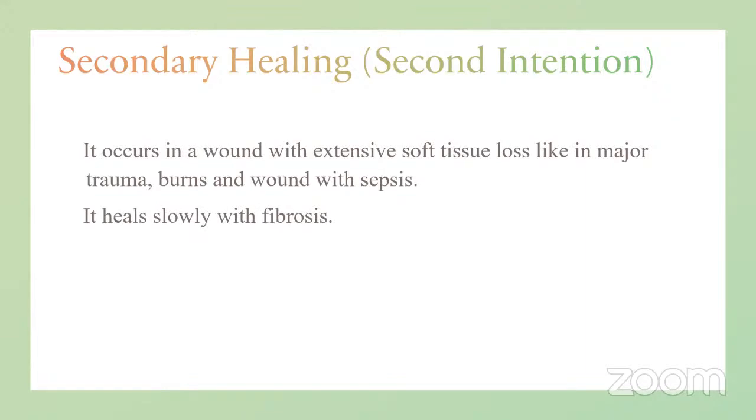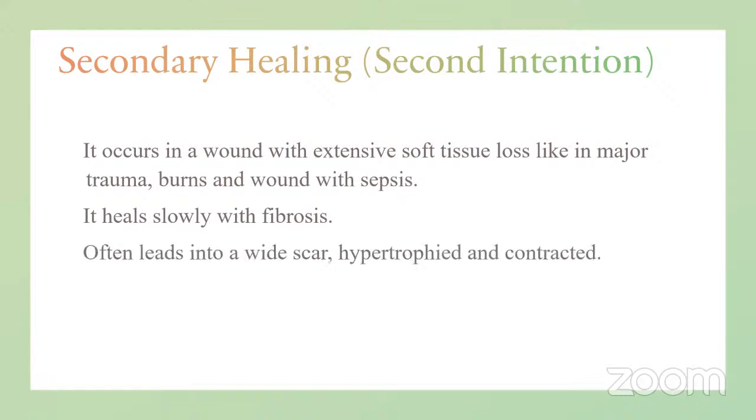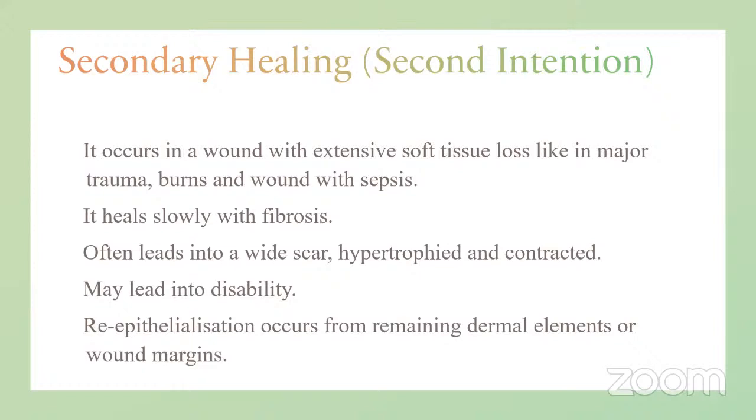In the first intention healing, we saw that fibrosis is so minimal. Epithelialization is very common, but in the secondary healing, epithelialization is not enough for complete healing. Fibrosis has to be there in order for a complete healing. It often leads to white scar because the shape is somewhat like, in the next image we can see, hypertrophied and contracted. May lead to disability. Reepithelialization from remaining dermal elements or wound margins.